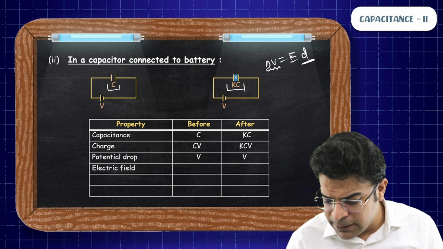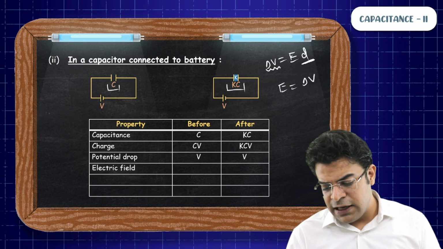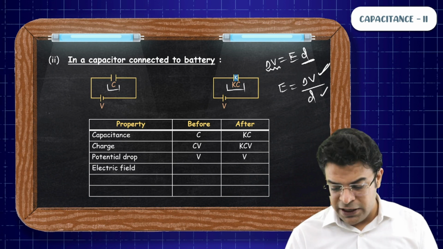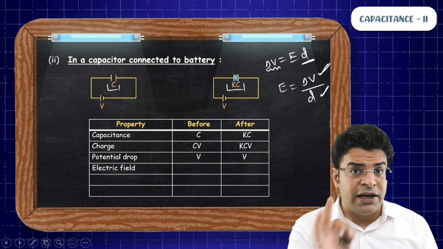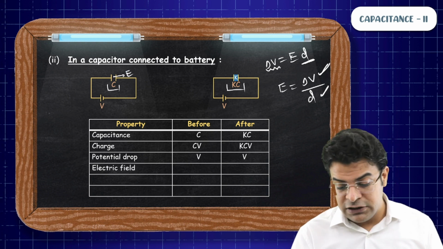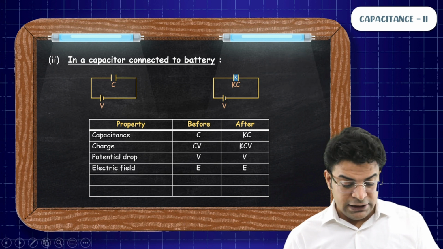Does the plate separation change? No. Since electric field can also be written as the potential drop upon D. Since the potential drop is the same and the plate separation is the same, the electric field strength remains the same. So if between the plates the original electric field was E, the new electric field will also be E. So keep this in mind. This is an important point.